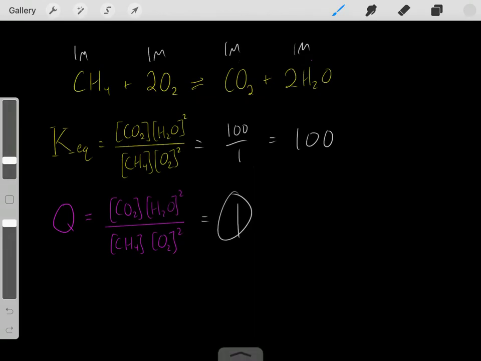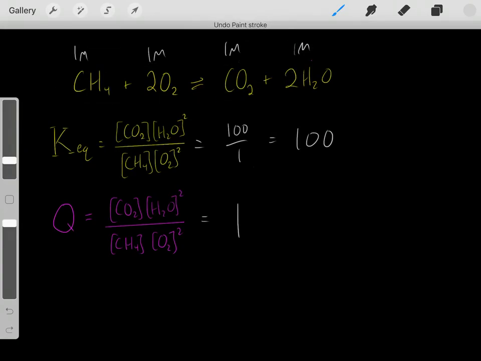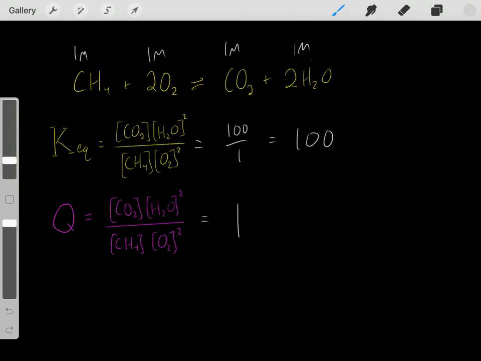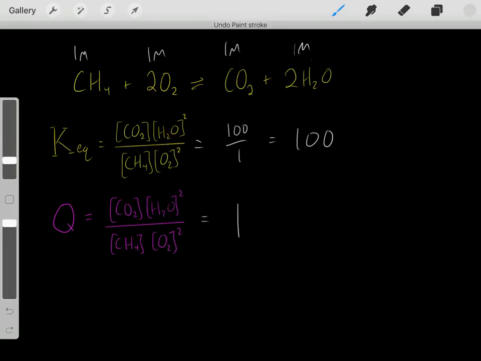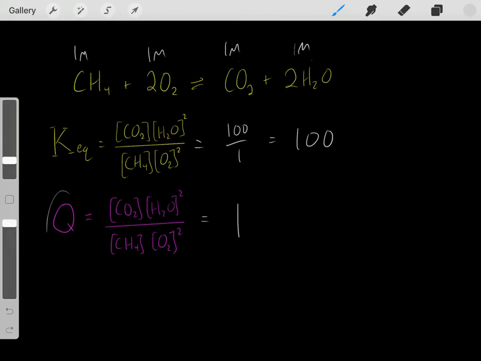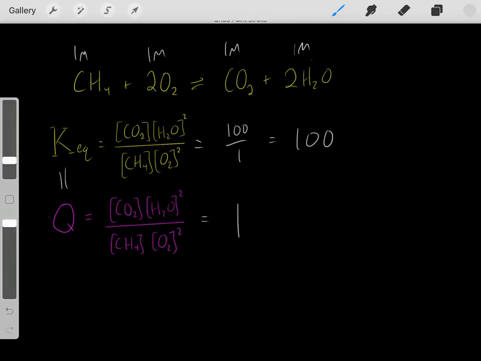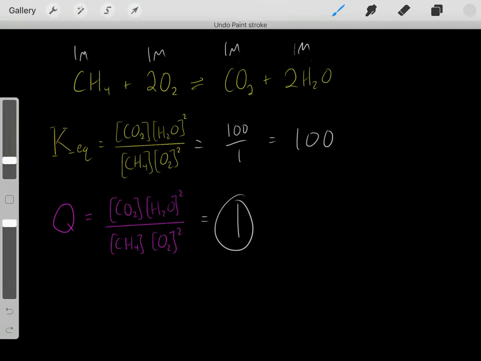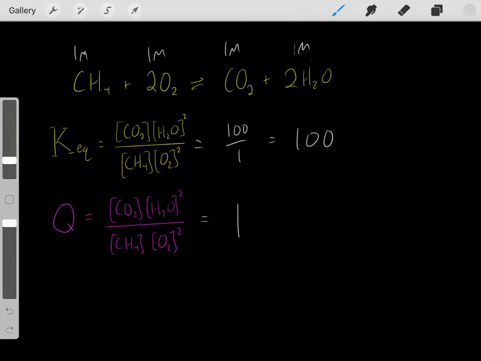And this reaction quotient tells us where the reaction currently is on its way towards equilibrium. Because we know once we've reached equilibrium and we plug in those equilibrium concentrations, we get 100. But with these current conditions, we get a value of 1. So the reaction quotient doesn't equal the Kq. The reaction quotient is 1 when we know the Kq is 100. So we're not at equilibrium.